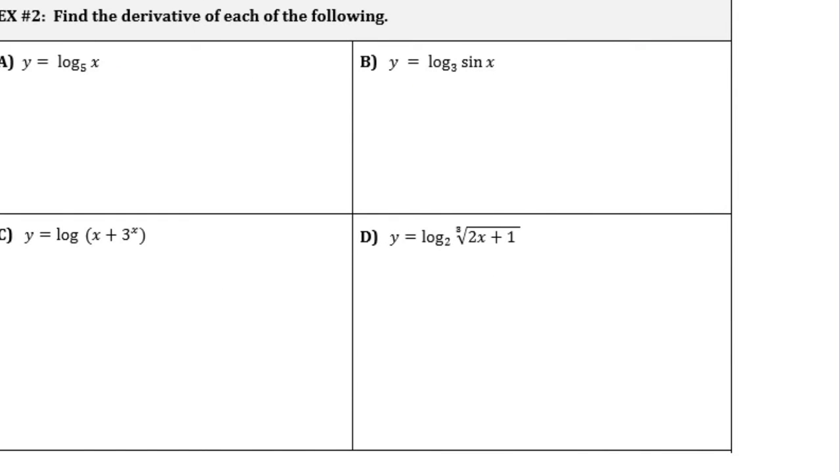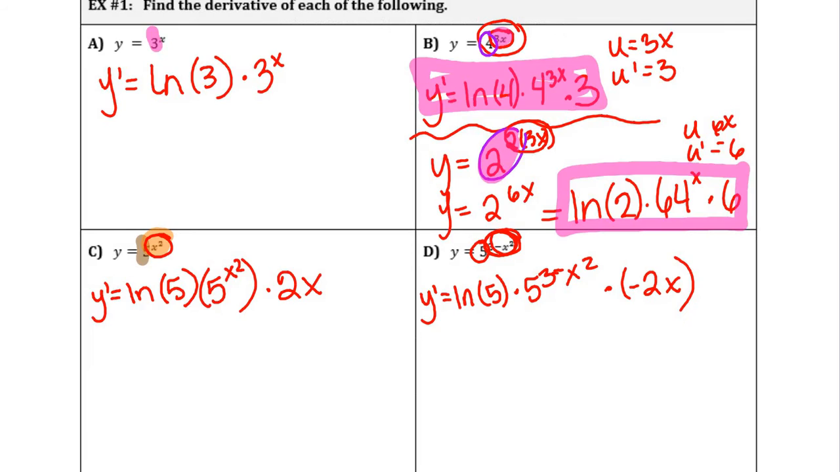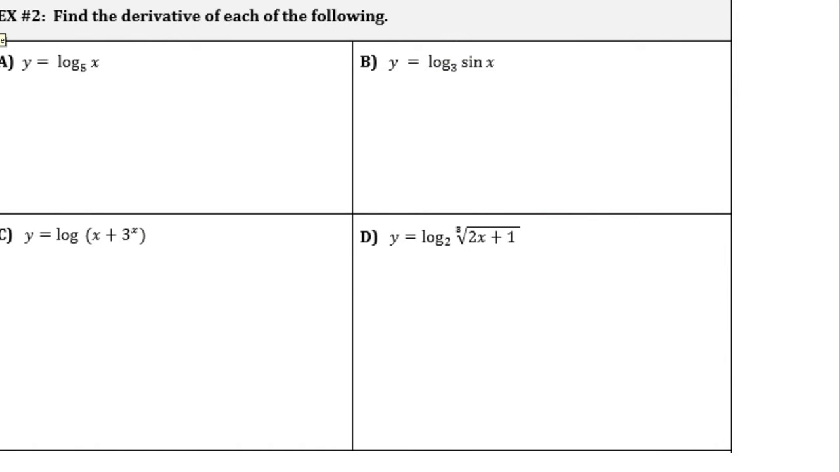Now when you are taking the derivative of a log function, going back to our rules up here, the derivative of log base a of x is going to be 1 over the natural log of a times x. So notice your a is right there, your x is right here. Going back to the first example, this one's my a right there. So y prime is going to be 1 over the natural log of a, which is 5, times x.